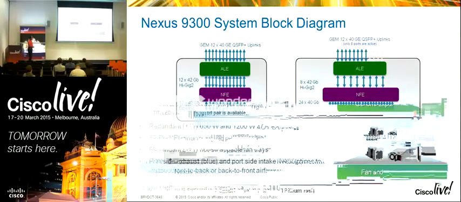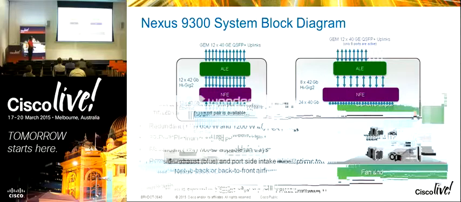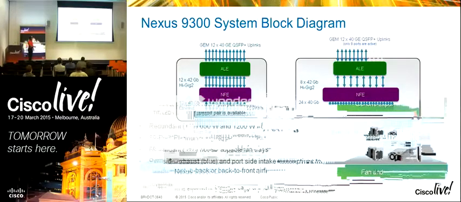From the architecture perspective, the front panel ports are this NFV. These are all Trident 2 chipsets, which is NFV connected to the interfaces, which is your host ports. ALE, which is the GEM module, is connected here. So this is the GEM module.